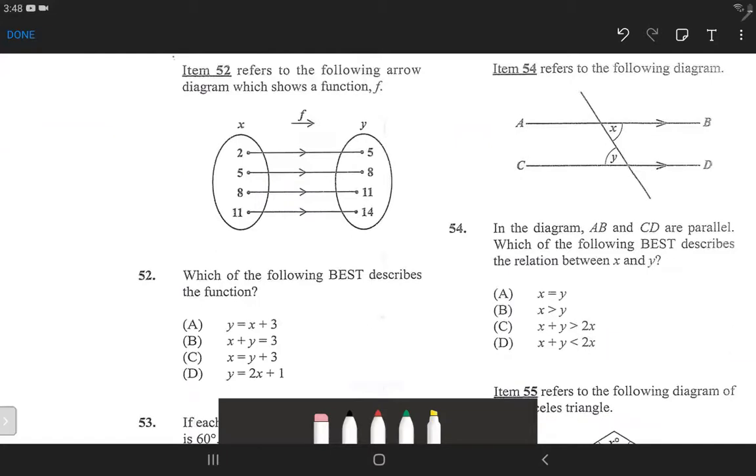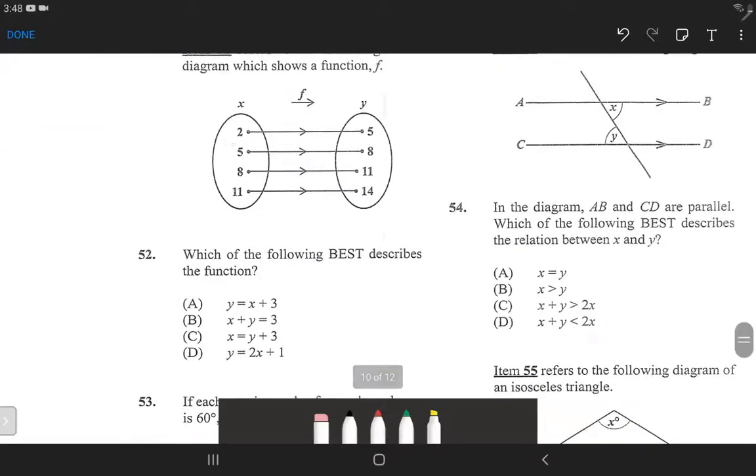Which of the following best describes the function? Well, how do we get from 2 to 5, from 5 to 8? I just see it as adding 3, right? Because 2 plus 3 is 5, 5 plus 3 is 8, and so on. So that is y plus 3.